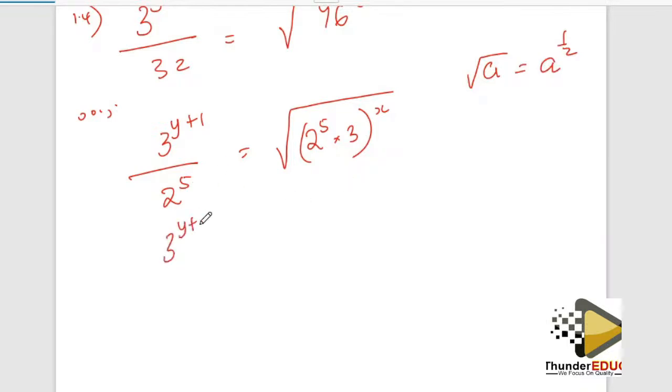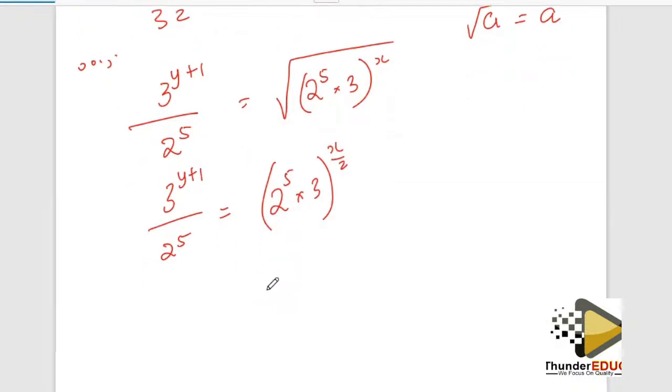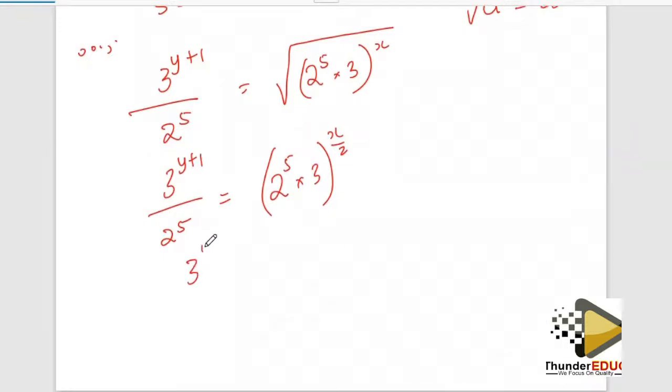So 3 to the y plus 1 over 2 to the exponent of 5 is equal to 2 to the 5 times 3, but everything is now going to be x over 2, since I'm using square root as exponent a half. Then I'm going to multiply this into everything. We have 3 to the y plus 1 over 2 to the 5, and multiplying to that is going to be 2 to the 5x over 2, and then 3 to the exponent of x over 2.